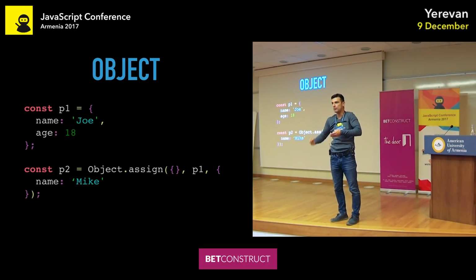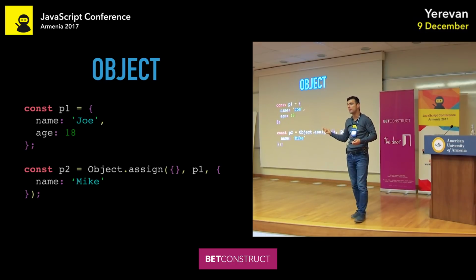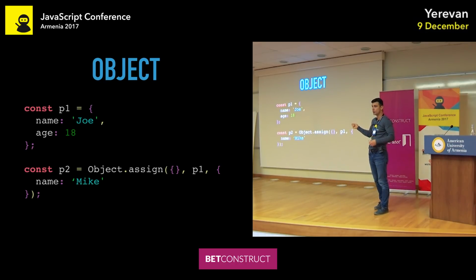If you want a deep copy, like if you have a nested object which may have nested arrays and so on, you need to use a library. There are things like deep merge and other libraries and functions out there that you can use that basically do this, but do it recursively.